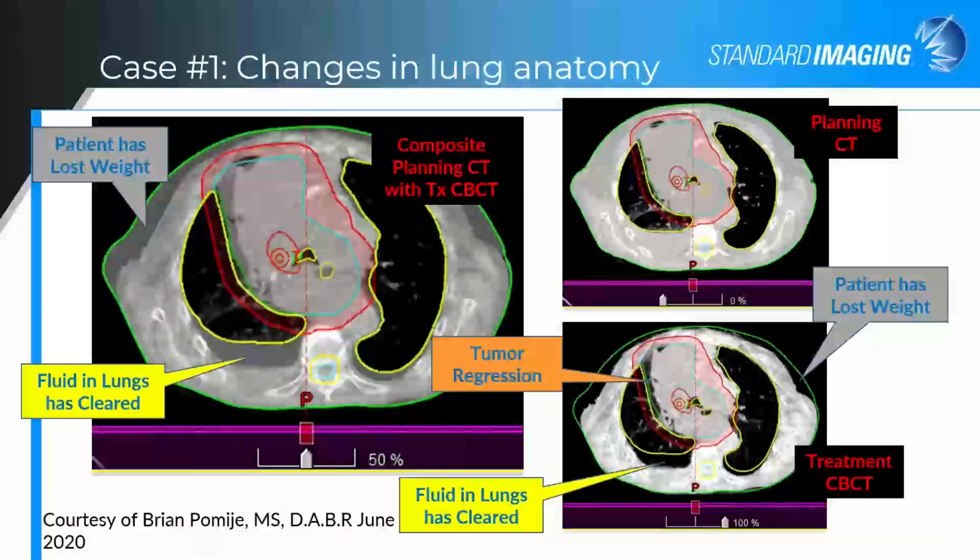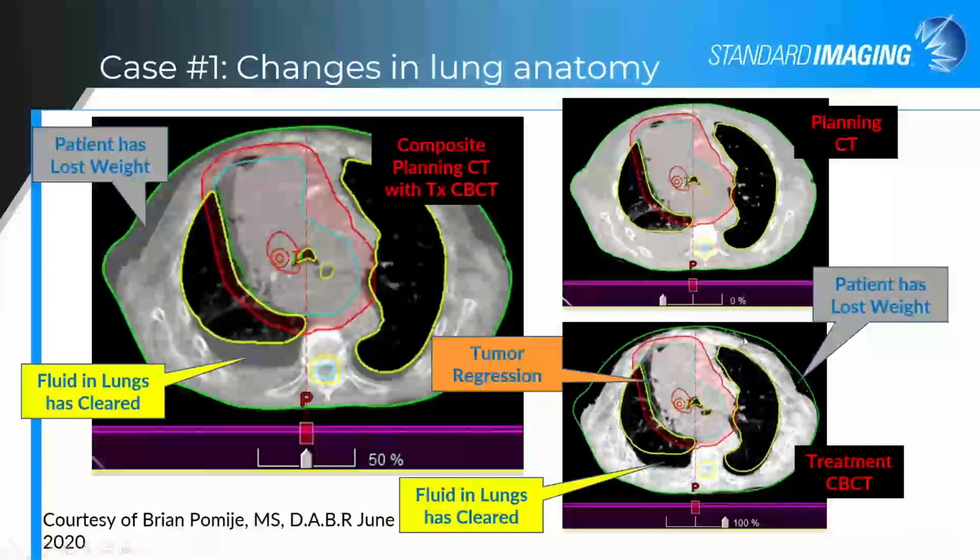Come in, go to ARIA, and then you're going to assess the planning CT versus, in the right lower corner on the images Brian supplied for us, the treatment or cone beam CT, and you can see that it has the patient outline in green. And if we look at that, as expected in the planning CT, it matches pretty well.